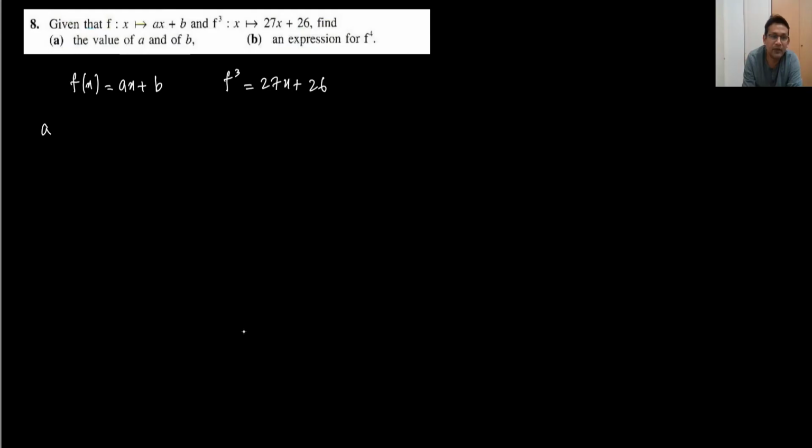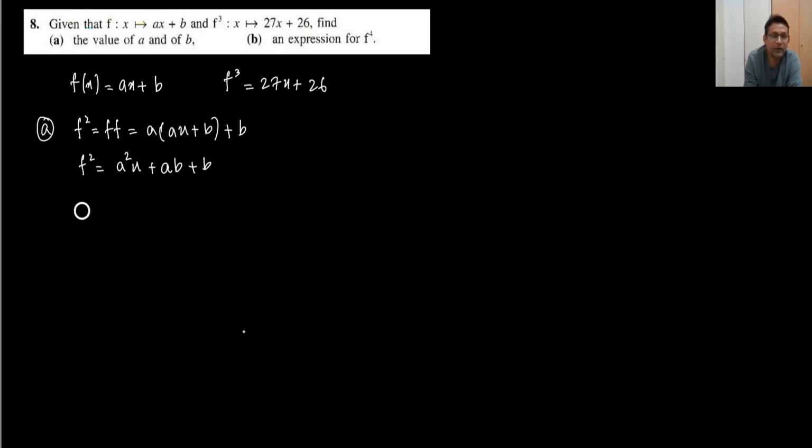What we do in this part, first of all, we have to find f cube. So for f cube, I have to find f square first. F square means I will substitute f in f. So at this position I will write once again ax plus b, and b is also outside. So now your equation of f square is coming a square x plus ab and plus b.